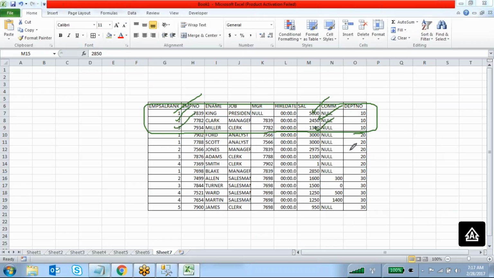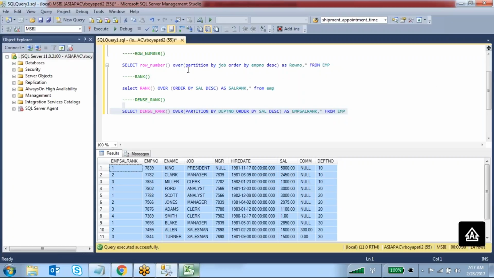And coming to department number 20, 3,000 is the first highest salary, so it is giving rank 1, and again 3,000 is the first highest salary. There are two people from the same department 20 having the same rank, the first rank. So here we are giving, department wise, who is the top, second and third highest. In this way you can find the highest salaries for employees and give ranks group wise also. This is very important.